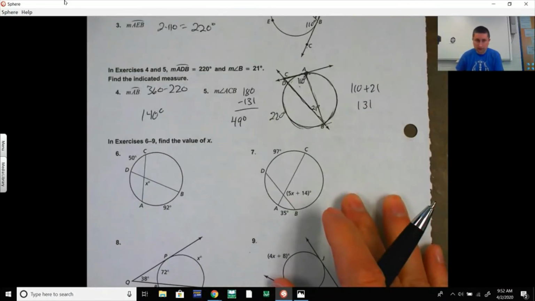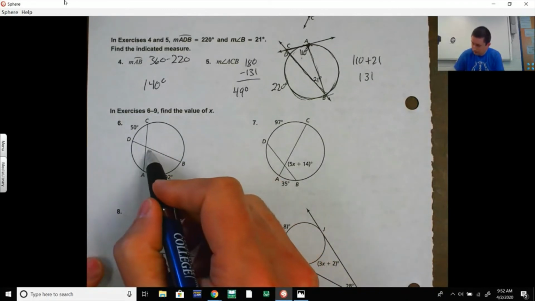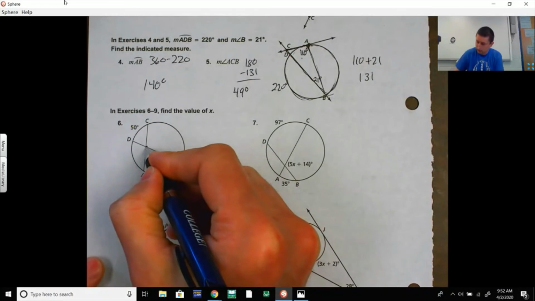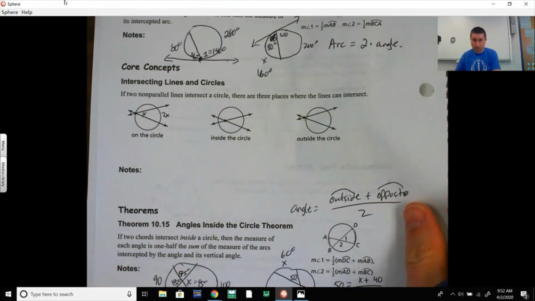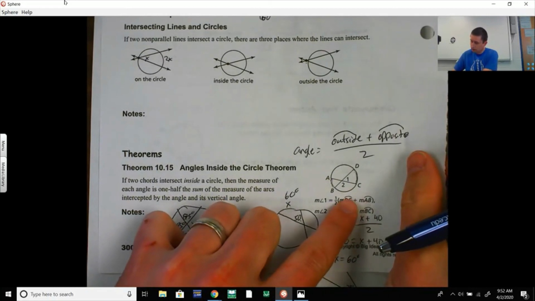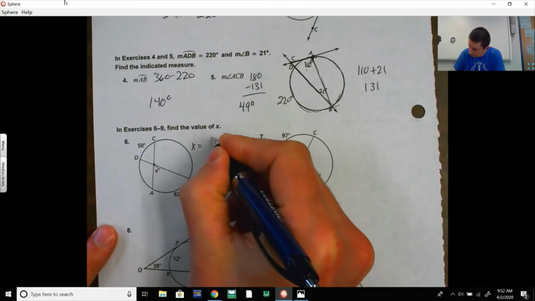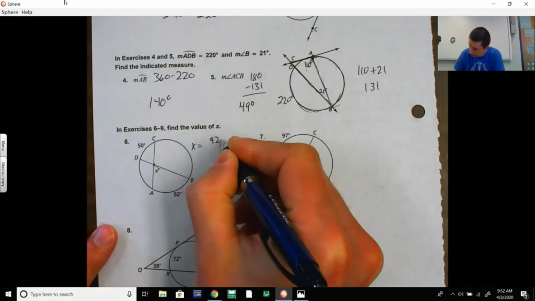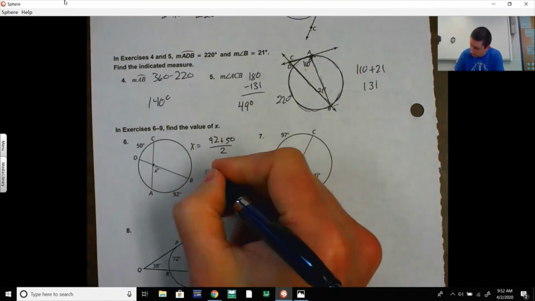Question 6. Find the value of x. X is inside. The vertex is inside the circle, so I'm going to use the angles inside the circle theorem. I have to add up the two arcs and then divide by 2. So x is going to equal 92, this arc, plus 50, divided by 2. So 92 plus 50, divide that by 2, you should get 71.